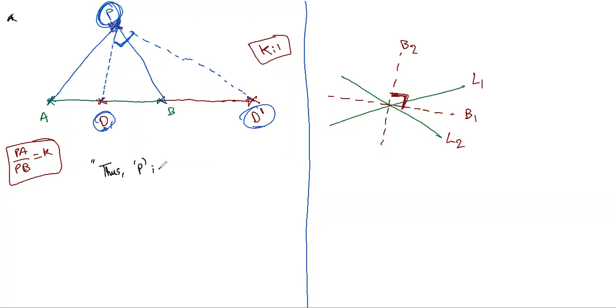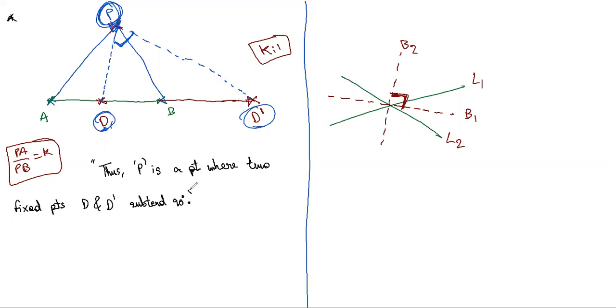Thus P is a point where two fixed points D and D dash subtend 90 degrees.